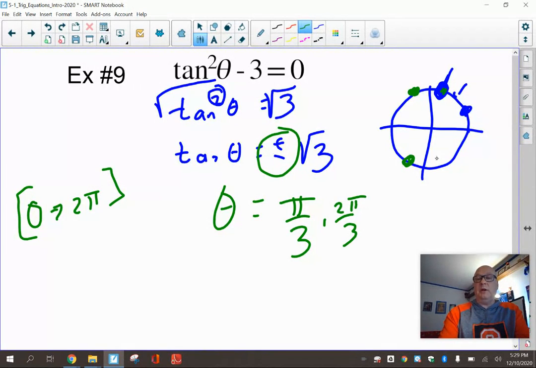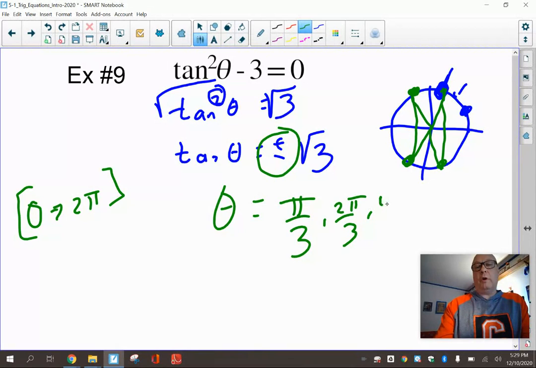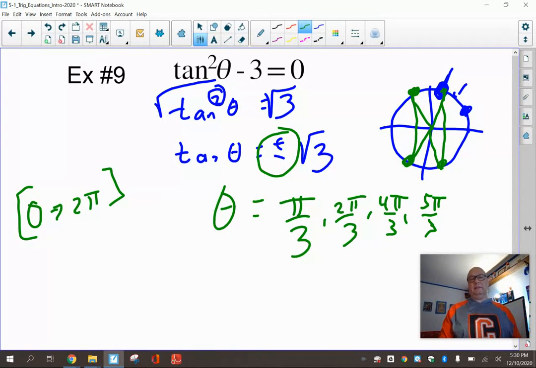It's also this one, and it's also this one. Remember our bow tie method? All of these guys have the same sines and cosines, and since tangent is sine over cosine, they're going to have the same tangents too. So 1 pi over 3, 2 pi over 3, 4 pi over 3, and 5 pi over 3. Now they can keep going if I want to, but I'll list those.